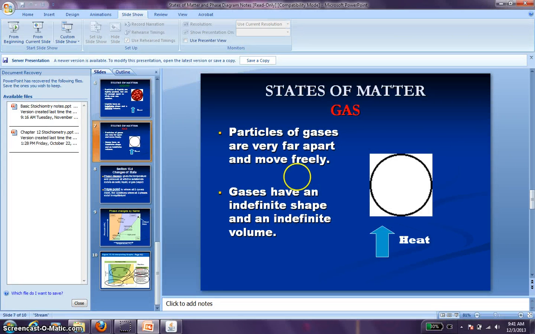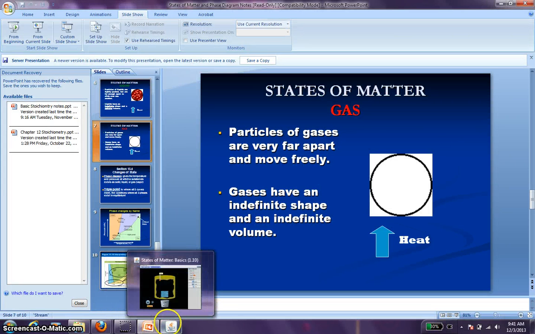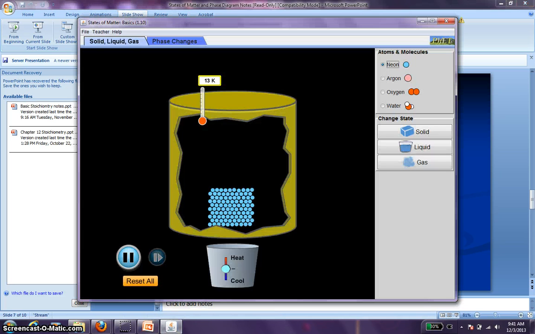I kind of want to then go look at a simulation that I showed you way back at the beginning of the year. So here is neon, okay, and so in here we've got solid neon. It's at a very, very cold temperature. Remember, this is the Kelvin scale, and I'll review temperature scales in this unit as well. But for now, just focus on the fact that this is a solid, and it has its particles, and they're vibrating in place. They're tightly packed. They have a definite shape. They have a definite volume.